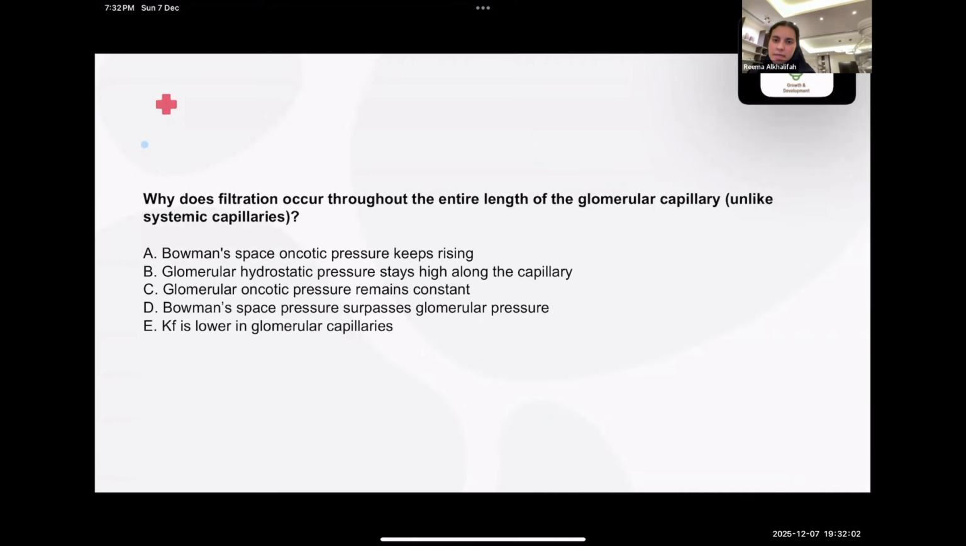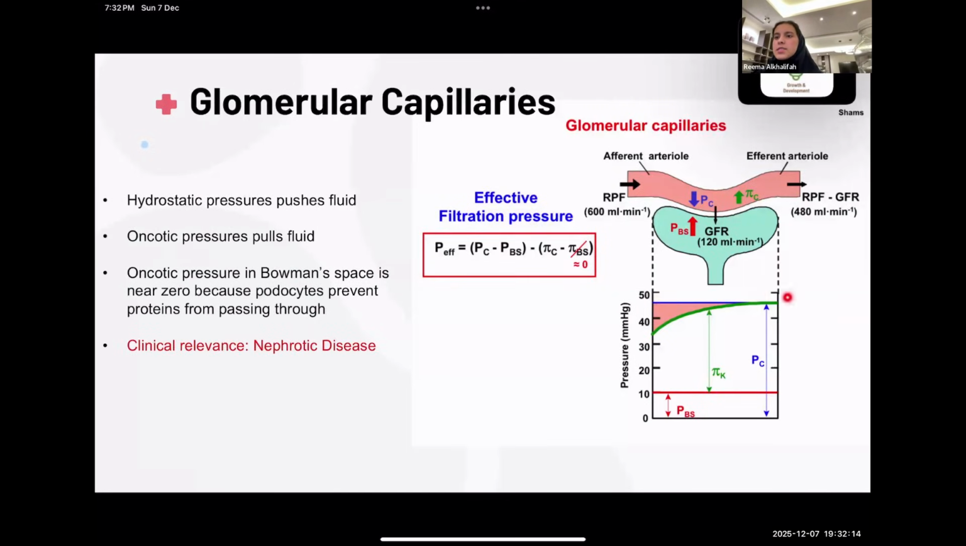Okay, so the answer is B. Now let's read the choices and break them down. So we talked about how the glomerular hydrostatic pressure stays high along the capillary here. This is the hydrostatic pressure, and this is what causes reabsorption to not happen and just allows filtration to be there throughout the capillary.